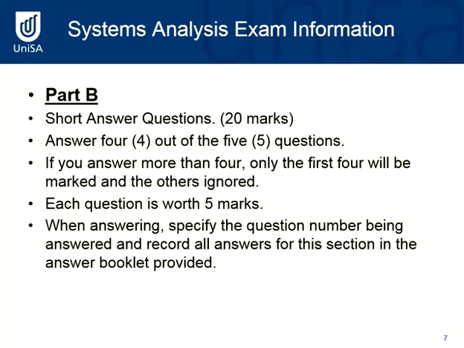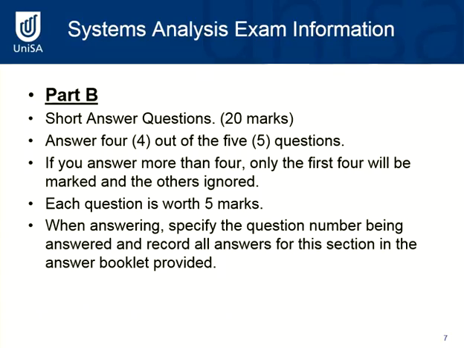Part B is a series of short answer questions, similar to the pre-class activity questions we've been doing in tutorials on a weekly basis. You'll be given 5 and you need to answer 4 out of 5. So you've got a bit of an option there in which ones you choose to answer. If you choose to answer all 5, only the first 4 will be marked.